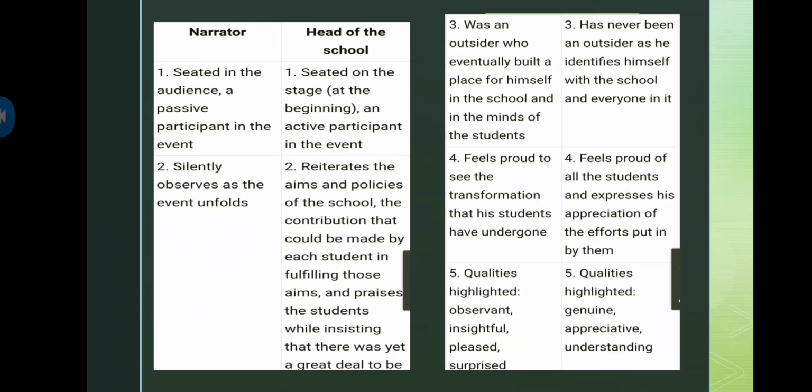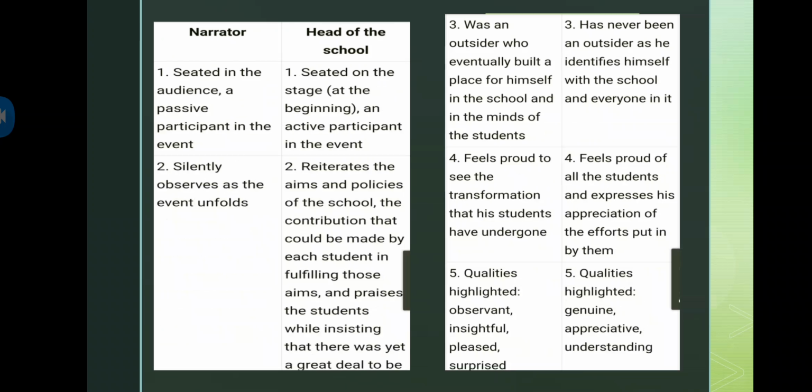Now, the narrator and the head of the school. The narrator was seated in the audience, a passive participant in the event. And the head of the school was seated on the stage at the beginning, an active participant in the event. Now, the narrator silently observes as the event unfolds, and the head of the school reiterates the aims and policies of the school, the contribution that could be made by each student in fulfilling those aims, and praises the students while insisting that there was yet a great deal to be done.